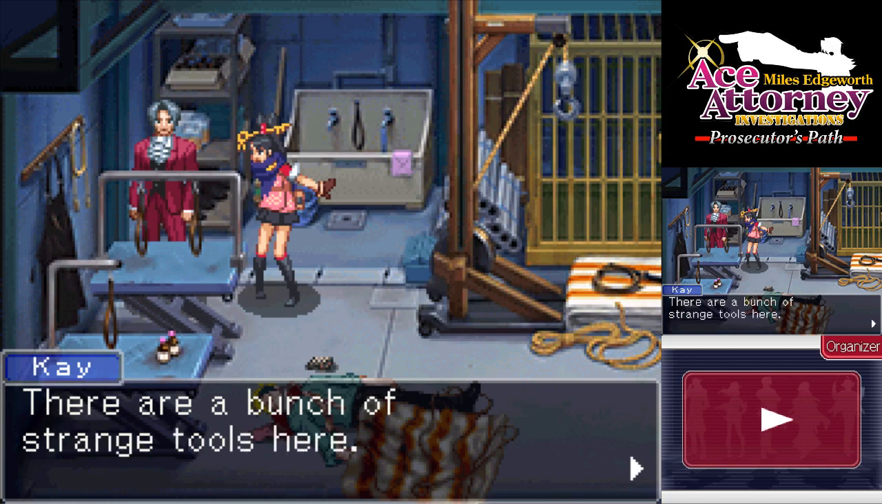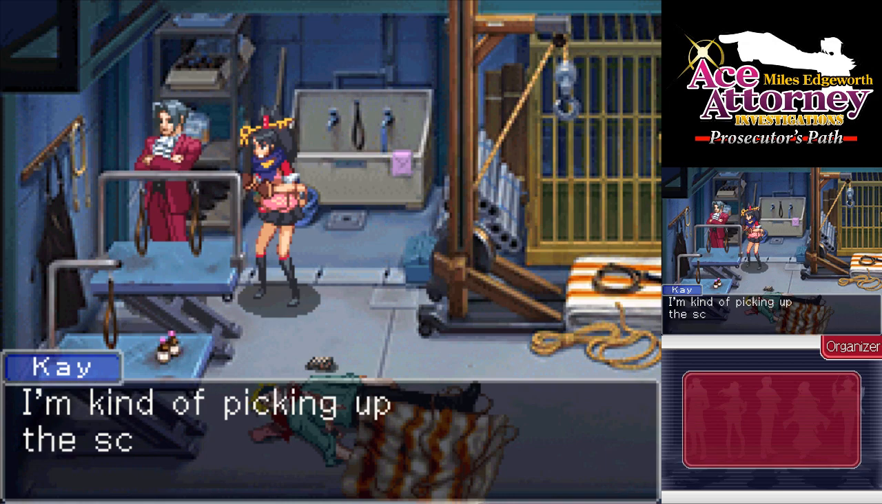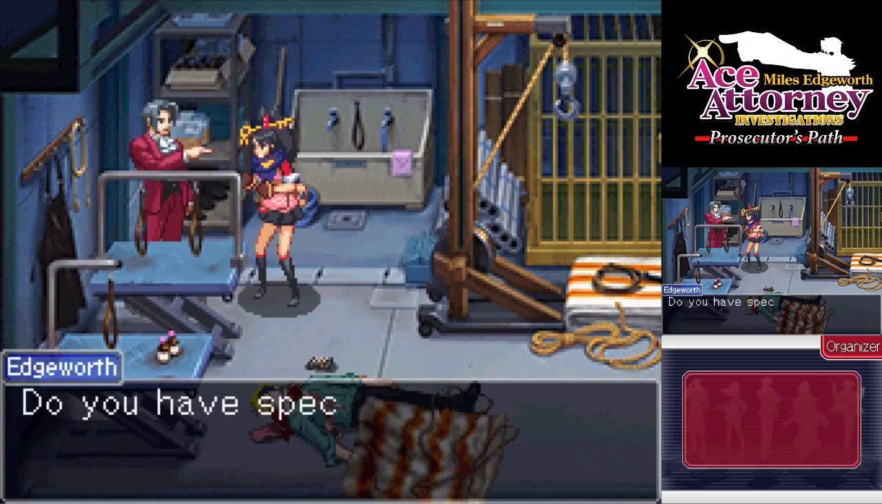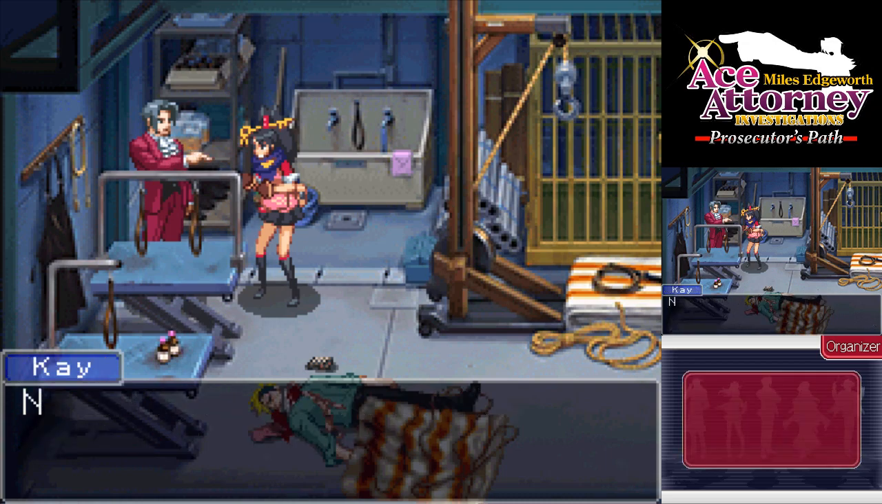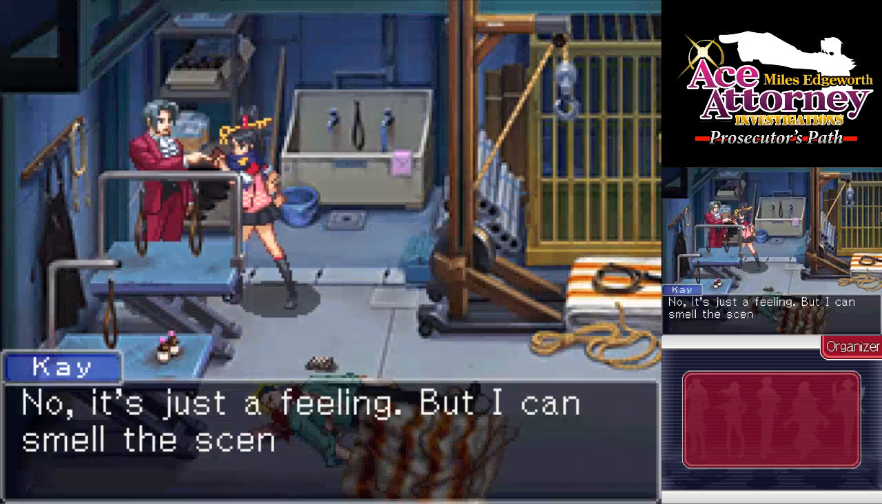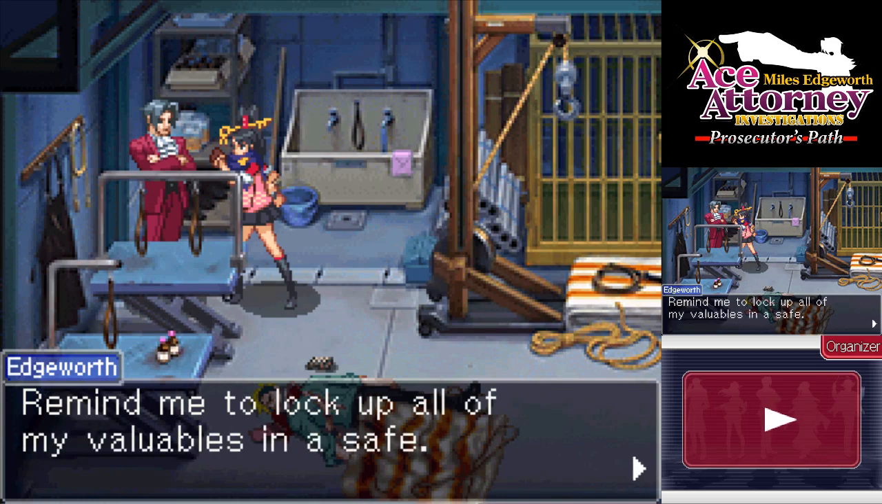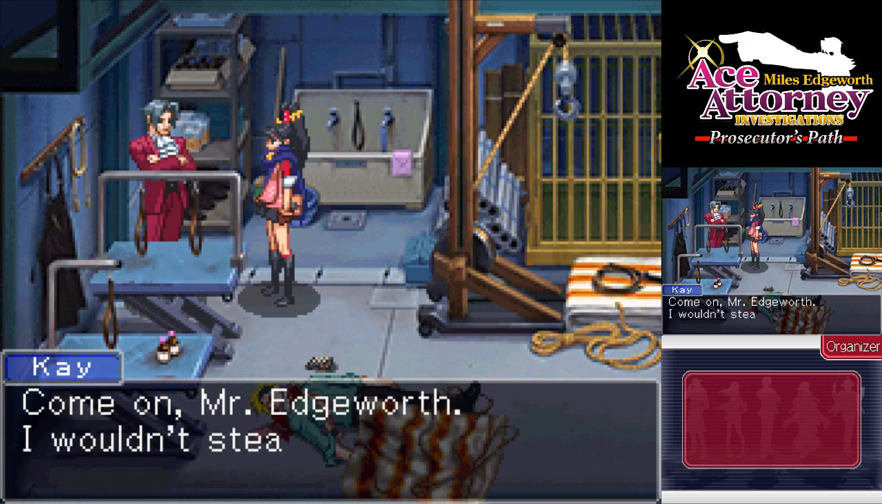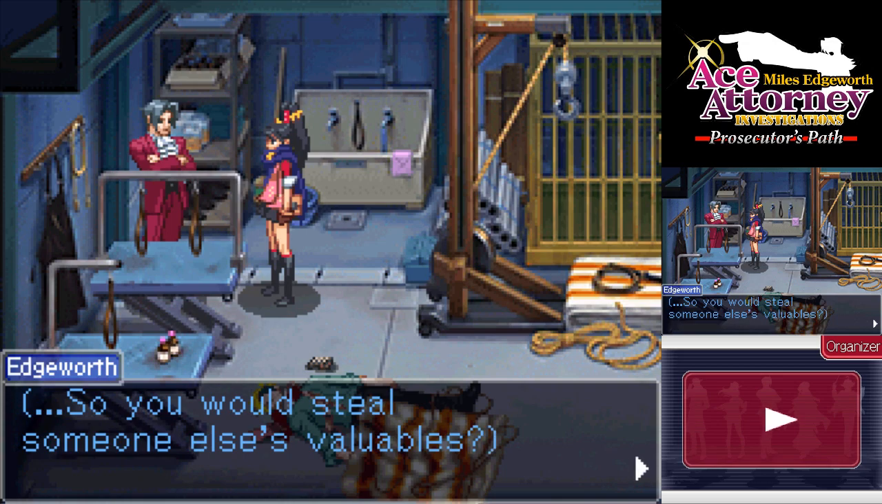There are a bunch of strange tools here. I don't see anything out of place. I'm kind of picking up the scent of animals. Do you have special smelling abilities or something? No, it's just a feeling. But I can smell the scent of treasure. Remind me to lock up all of my valuables in a safe. Come on, Mr. Edgeworth. I wouldn't steal your valuables. So you would steal someone else's valuables?